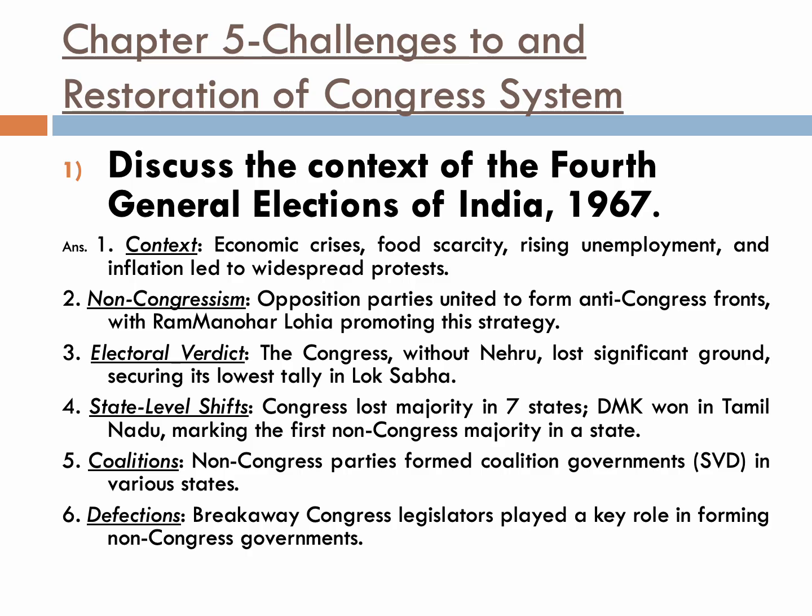Chapter 5, Challenges to and Restoration of Congress System. The first question, discuss the context of the 4th general elections of India, which was held in 1967. So here we have to cover areas like the economic crisis, inflation, and unemployment situation at that point of time. Then the electoral verdict, state level shifts, like many states having more favoring towards non-Congress parties. Then the coalition governments started taking shape. Then the defection that happened.